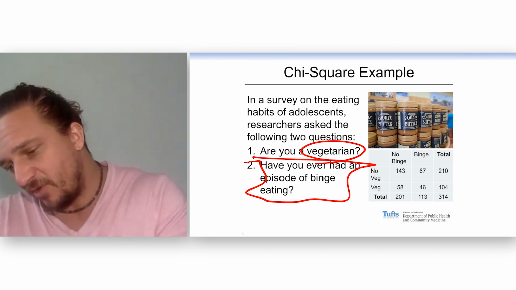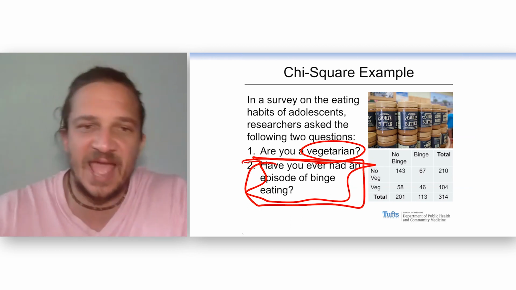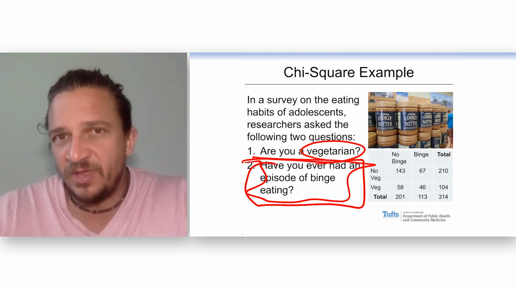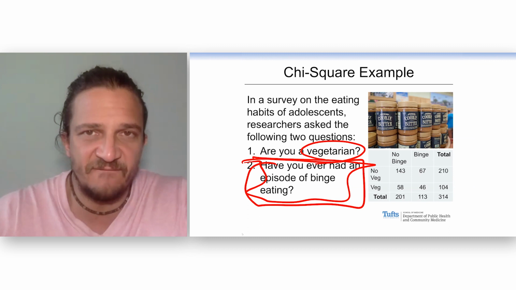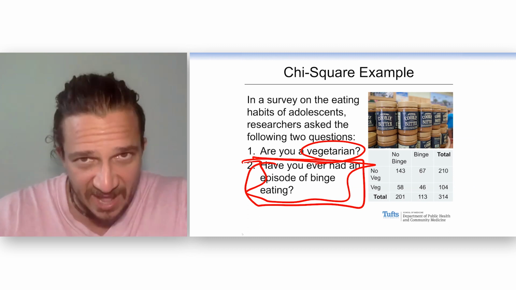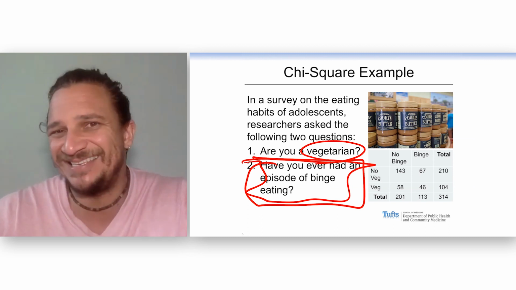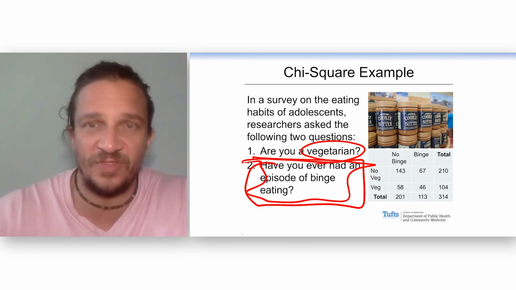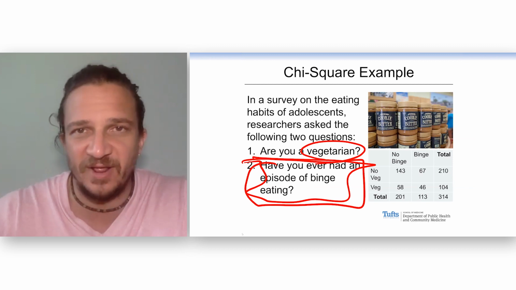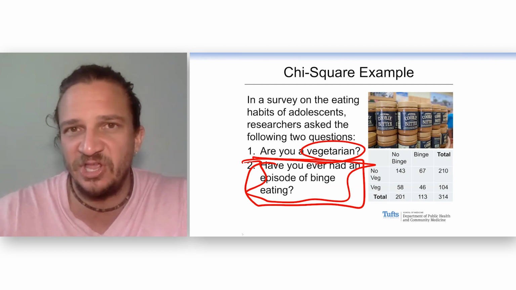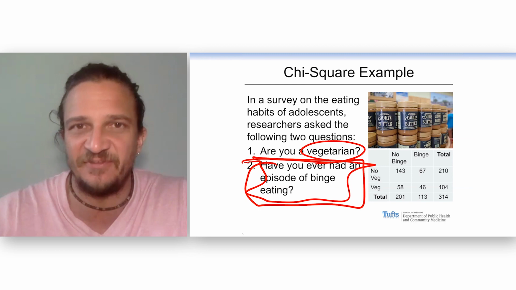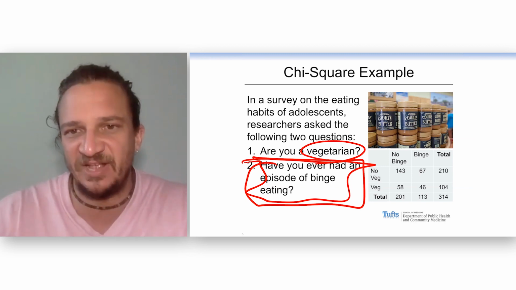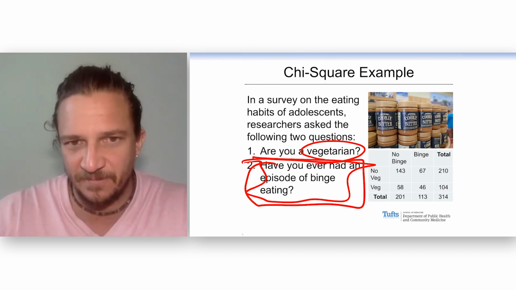Then we have this other variable. Have you ever had an episode of binge eating? Now, I'm a really big proponent of person-first language when it comes to health issues. So instead of saying diabetics, I make an effort, I'm not perfect, but I make an effort to say people with diabetes. However, just for the ease of talking about this, I am going to use the word binge eaters instead of saying every time, ever had an episode of binge eating. So I'm going to say vegetarian and binge eating, or binge eaters.